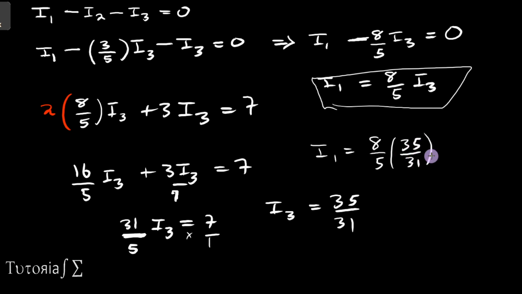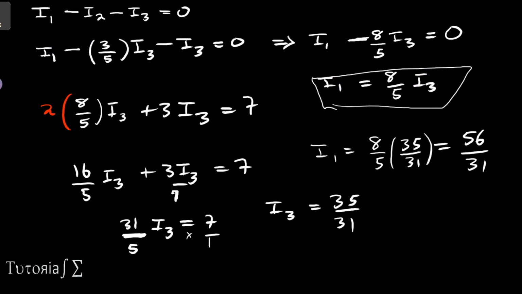So now here we're going to just simplify. 35 divided by 5, so that would be 7. 7 times 8 is 56. So this would be 56 over 31. Okay, so that will be our I1.